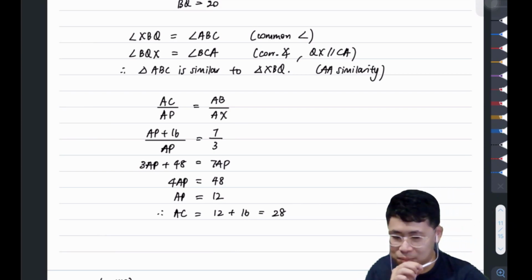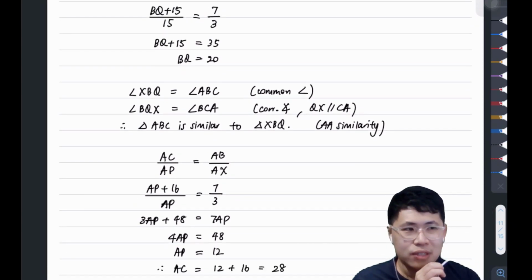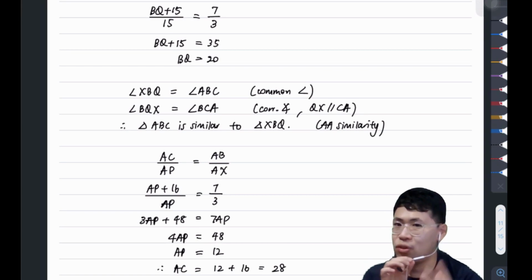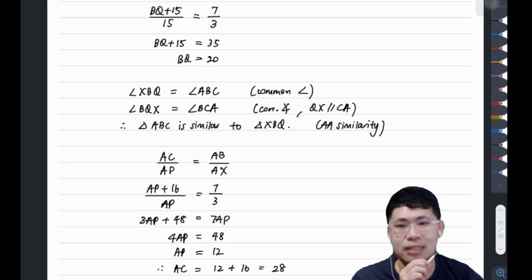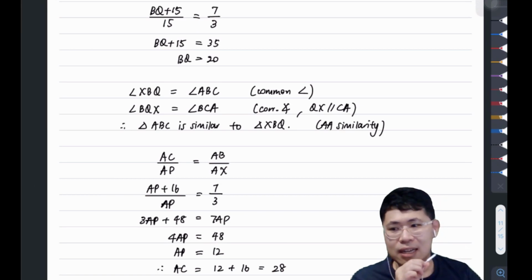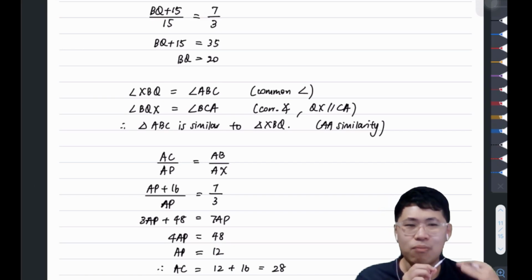Okay, but the lesson that you need to learn is that before you use the similarity, you need to prove that the two shapes are similar first, especially if the question gives more marks. Okay.